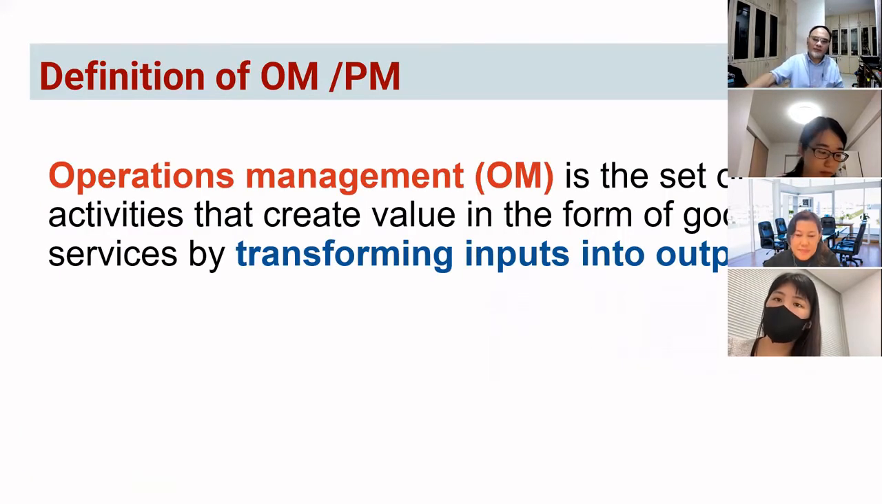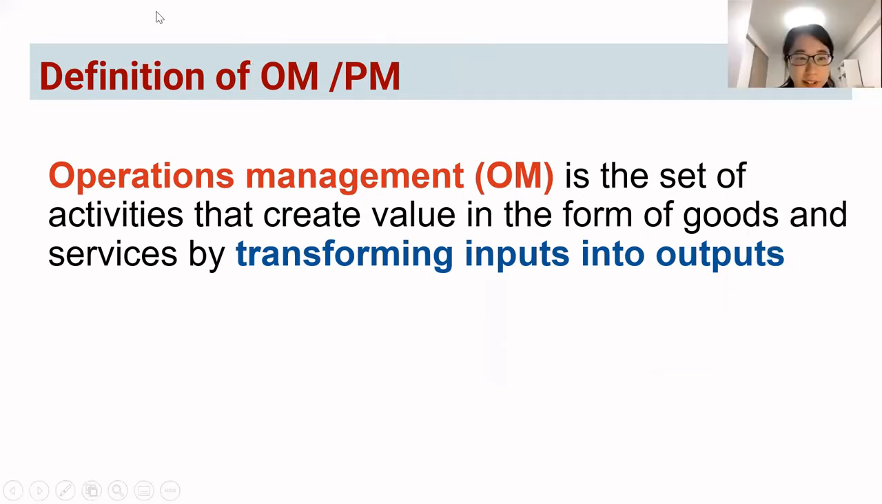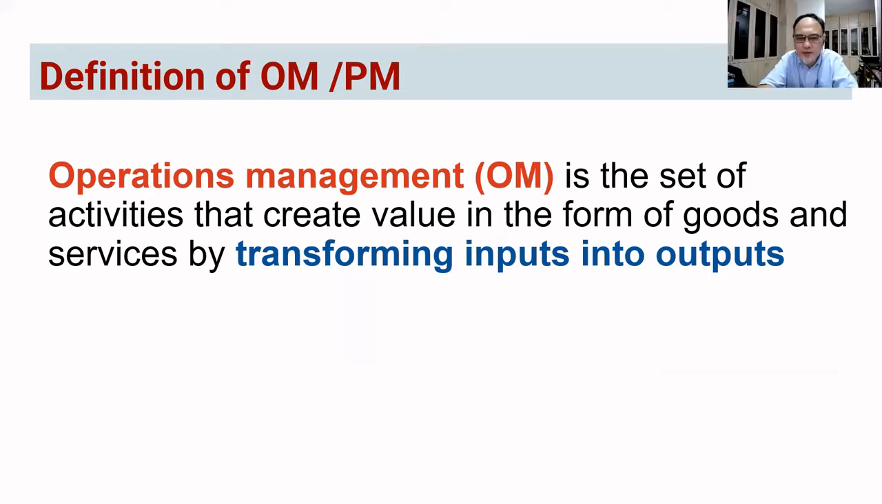Well, this is the formal definition from the book. It says, operation management is the set of activities that create value in the form of goods and services by transforming inputs into output. Okay, good. It's a set of activities, so there are many activities.